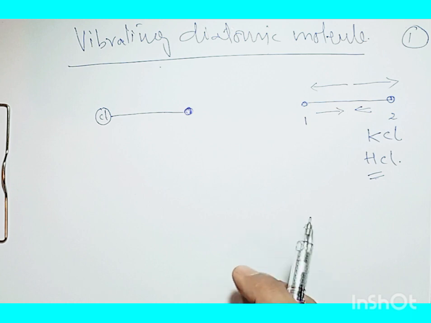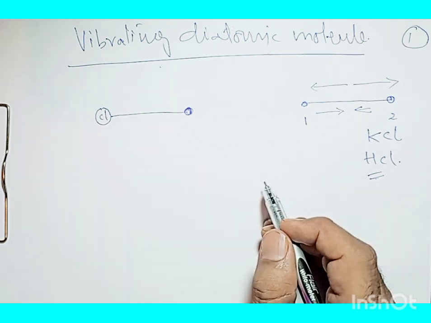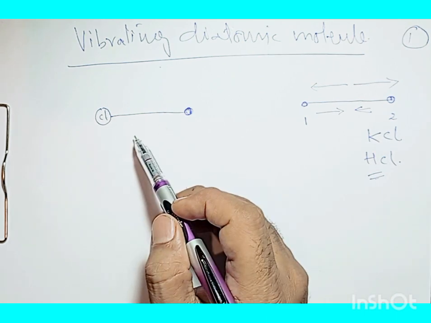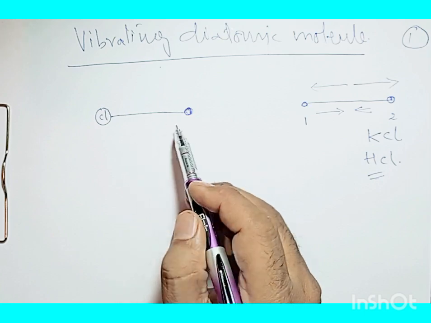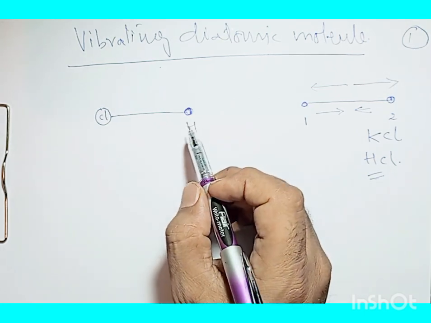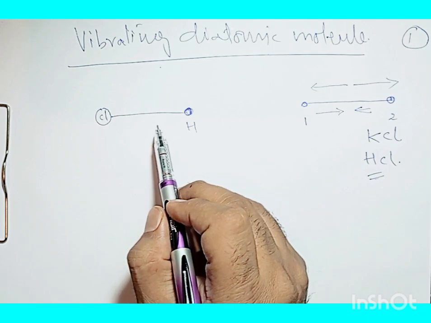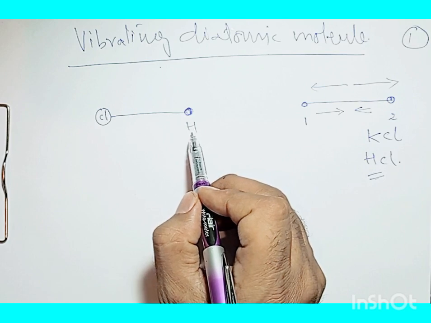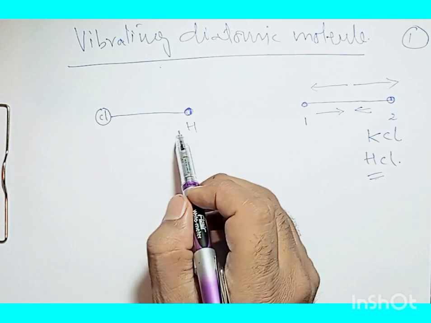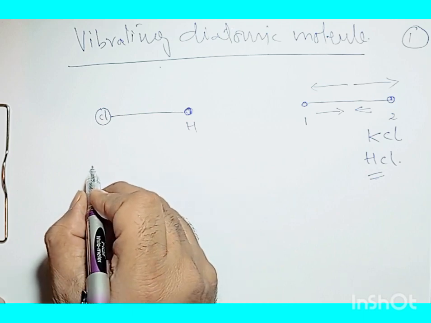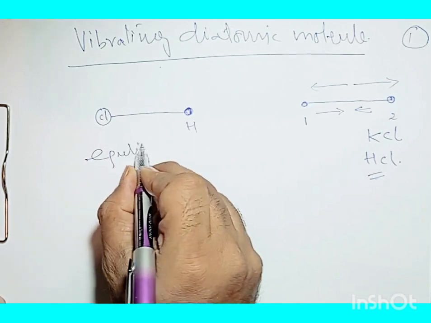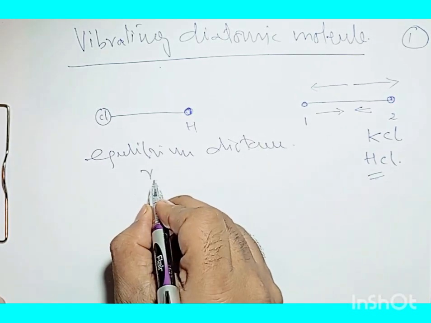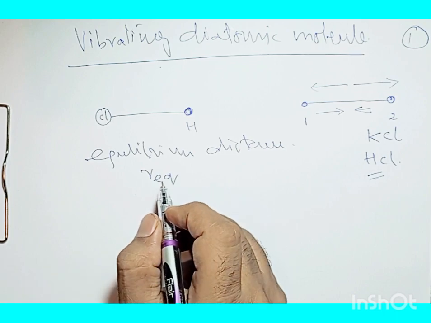So what I am trying to say here is that, if we take an example of this hydrogen chloride molecule at the minimum energy, the internuclear distance between chlorine and this hydrogen atom is referred to as the equilibrium distance. Let us assume that this equilibrium distance is R eq.